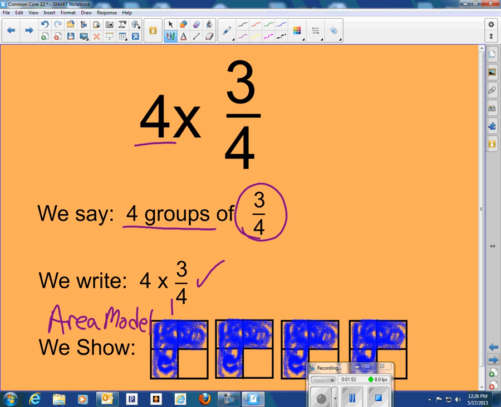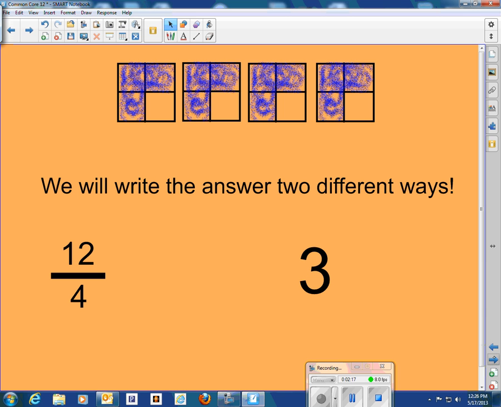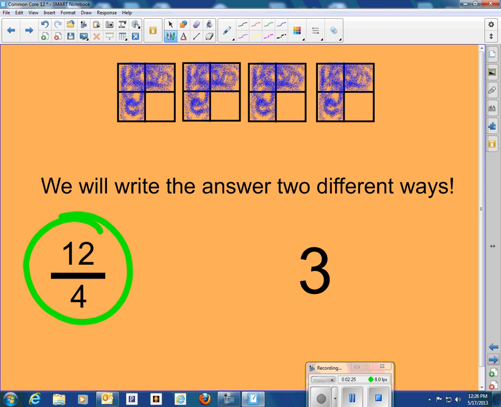We have 1, 2, 3, 4 groups, and within each we have 3/4. So 1, 2, 3/4 in each of the groups. So we have written it 4 times 3/4. We have said it as 4 groups of 3/4, and we have shown it with an area model. We'll write the answer 2 different ways. One way we get 12/4, which is an improper fraction. And then we get a whole number in this case, which happens to be 3.